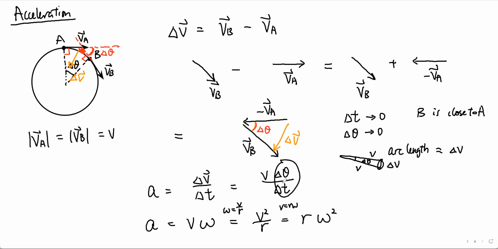In total, there are 3 different forms for the acceleration. In general, we just use this one or this one. We seldom use this one. We seldom use V omega, the first one.